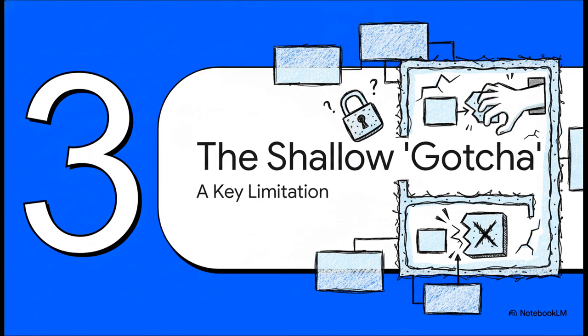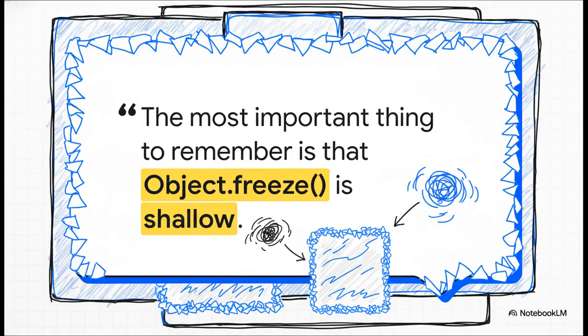But just when you think you found the perfect tool, there's a twist. Object.freeze has one really important limitation that you absolutely need to know about. Let's just call it the shallow gotcha. Seriously, if you remember one thing about this method, let it be this. Object.freeze is shallow. What that means is it only freezes the properties at the very top level of an object. It doesn't dig down into any nested objects.